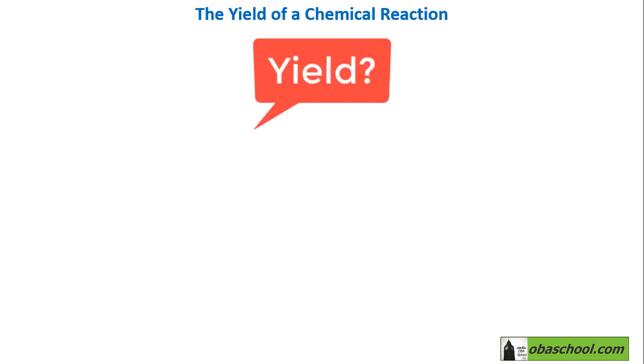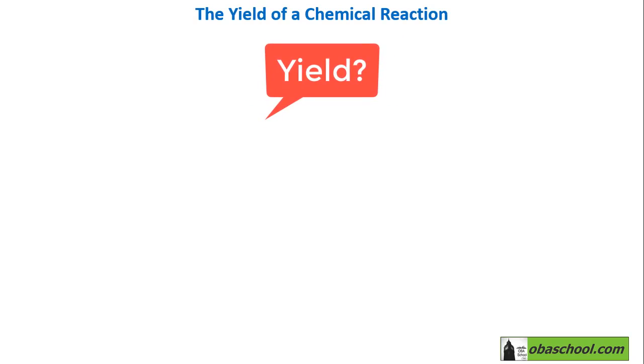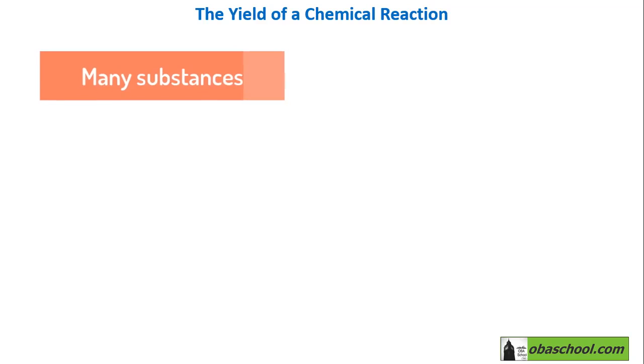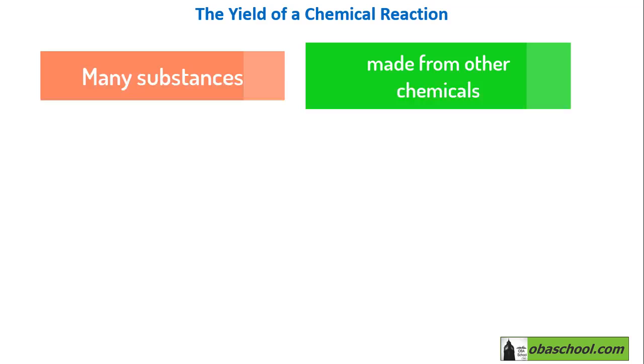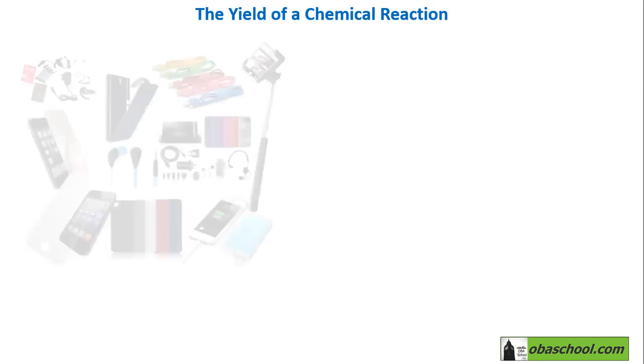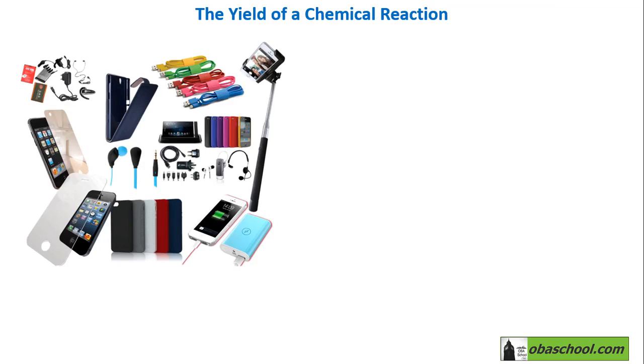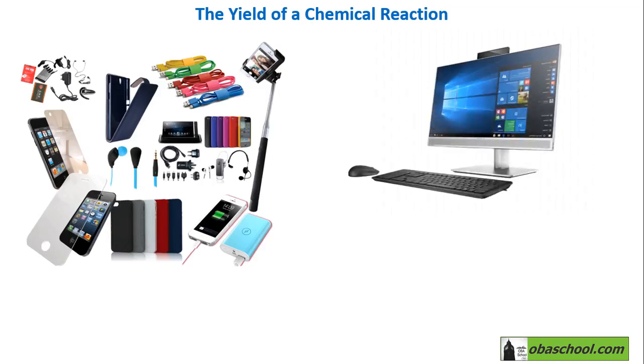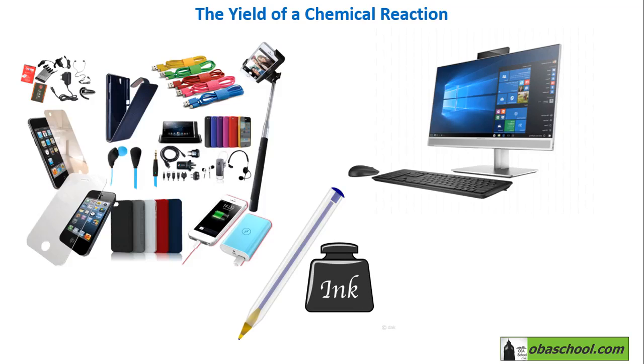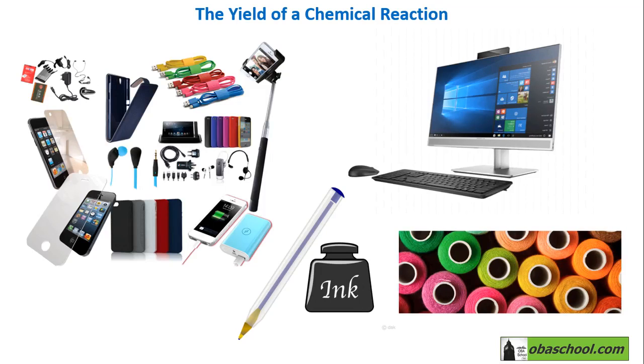What does the word yield of a chemical reaction mean exactly? To know that, we would like to introduce certain things. Many of the substances that you use every day have to be made from other chemicals. This may involve using complex chemical reactions. Examples include the plastics and composites that are used in your phones and computers. For example, the ink in your pen or the printer and the artificial fibers that are in your clothes. All of these are made using chemical reactions.